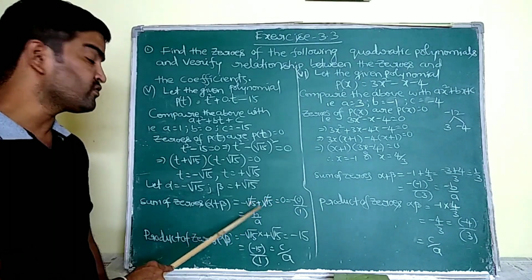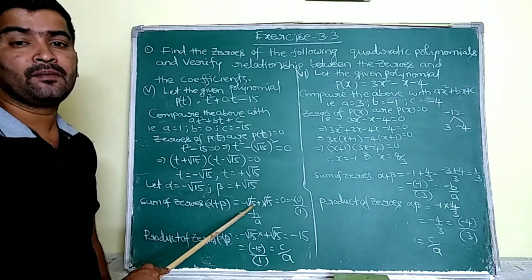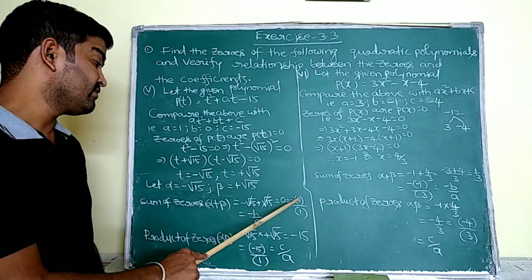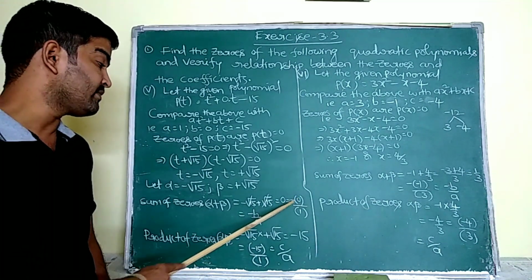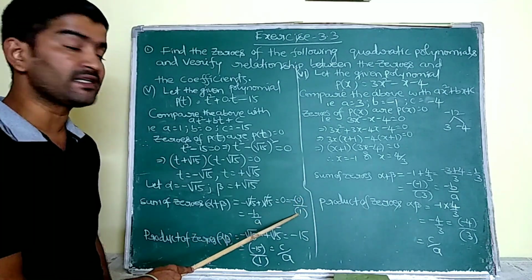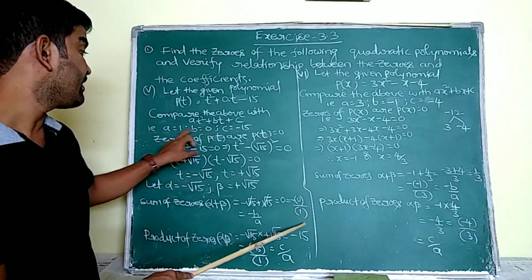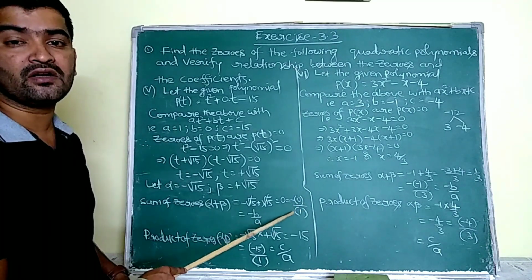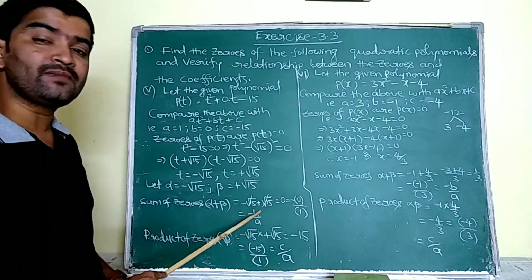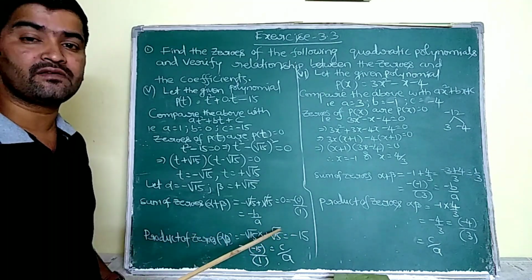Root 15 and minus root 15 are going to be cancelled now. So this 0 is equivalent to minus b by a or not, we have to check. So minus of empty bracket by empty bracket. B means here 0, a means 1. So minus of 0 by 1, so this is equivalent to 0 or not? Yes. So it is equivalent to minus b by a. So sum of the zeros is verified.